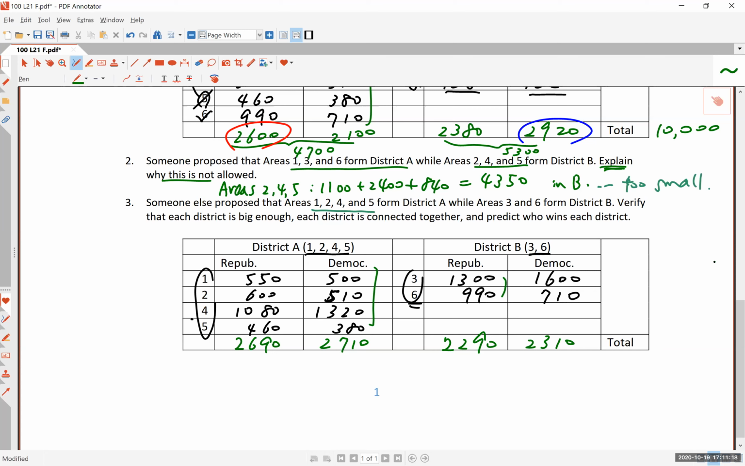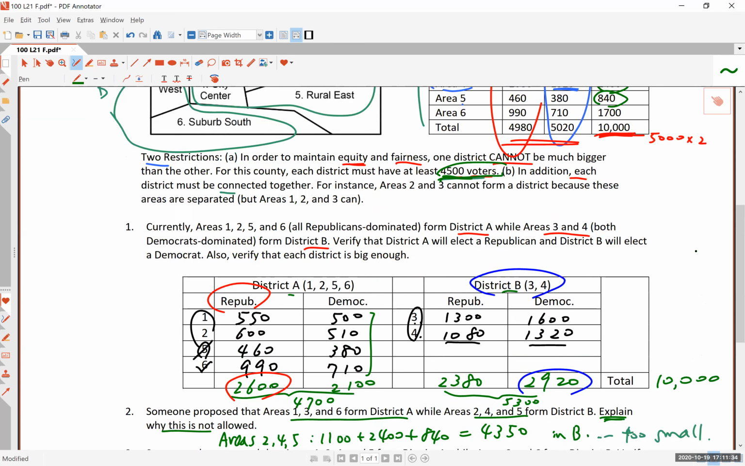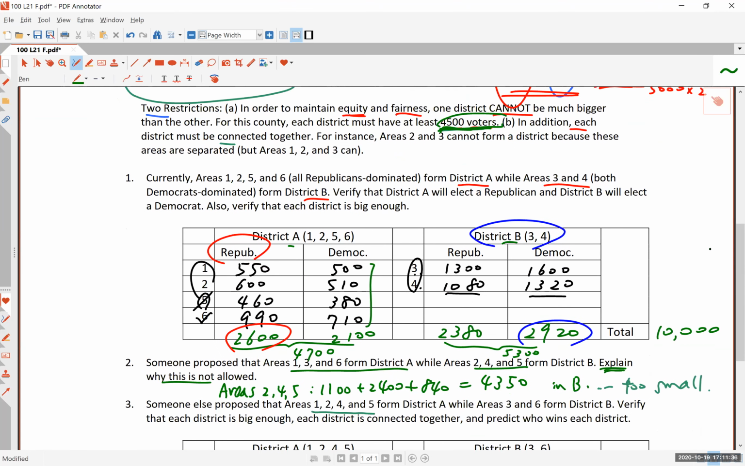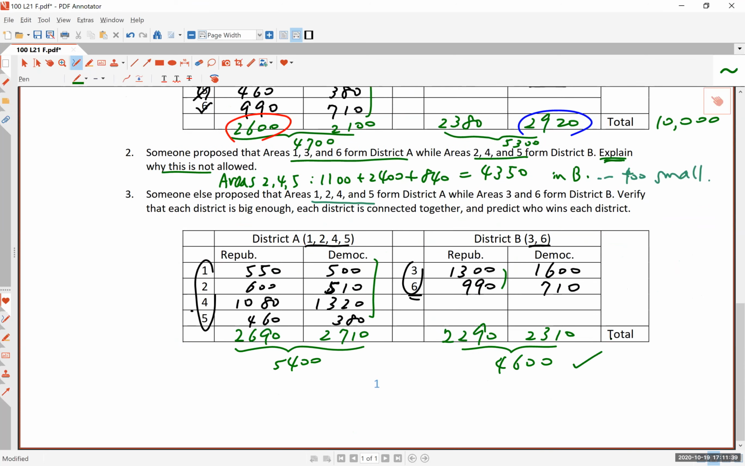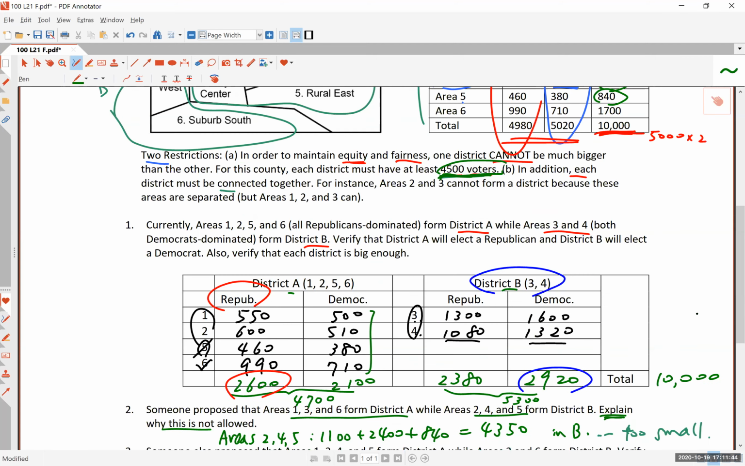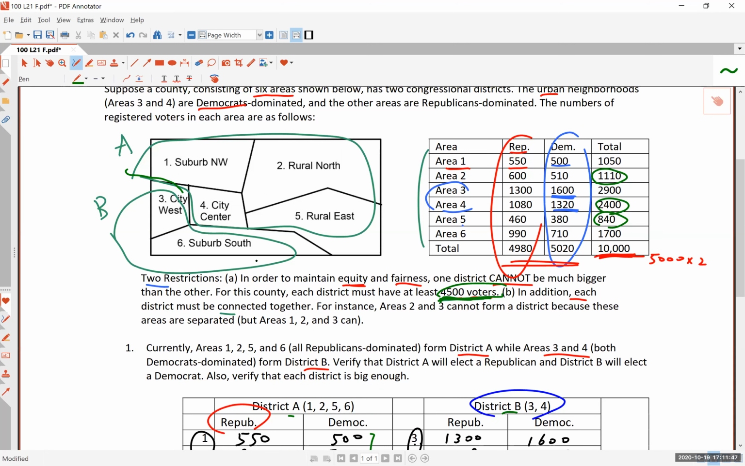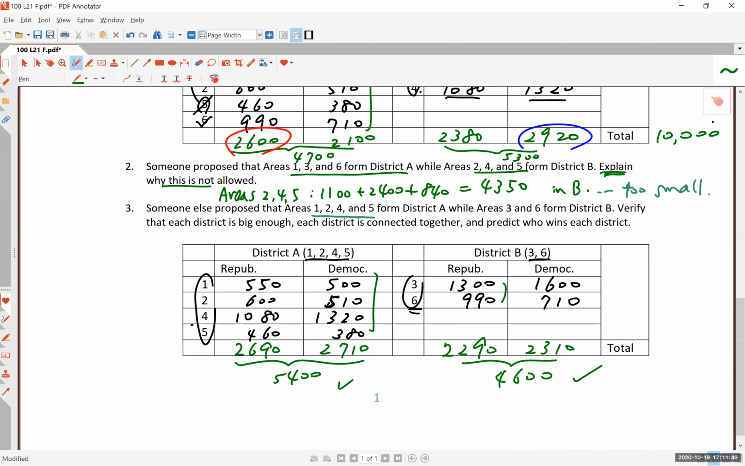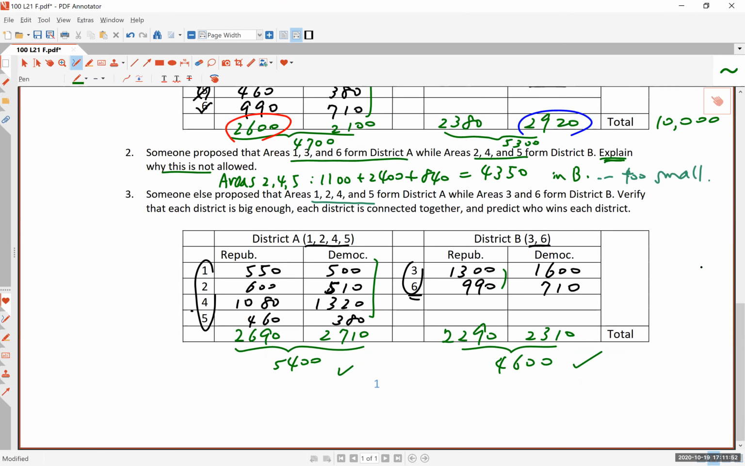Okay, so before you figure out who wins in what district, let's make sure that this is within the allowed number of registered voters. If you add up these numbers here, you get 5,400. The other one would be 4,600. Now remember, the rule is that every district has to have at least 4,500 voters. So this is okay and this is okay. And each district is connected, as you saw in the picture here. A is connected together and B is connected together. So this will be a legitimate, legal, and compliant way of redrawing districts. There's nothing wrong with it.